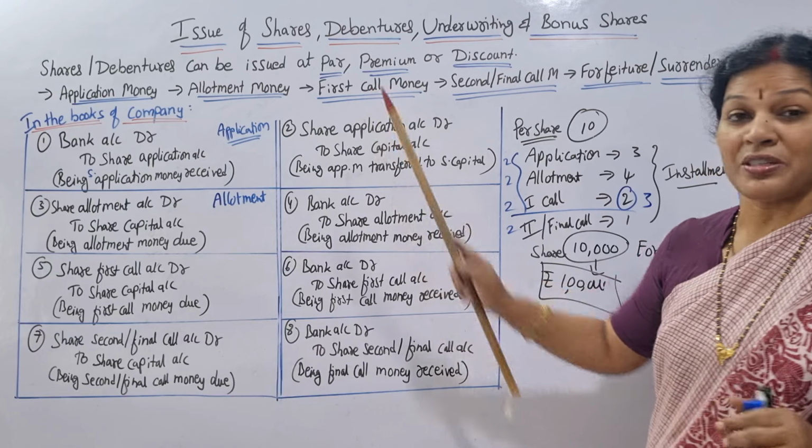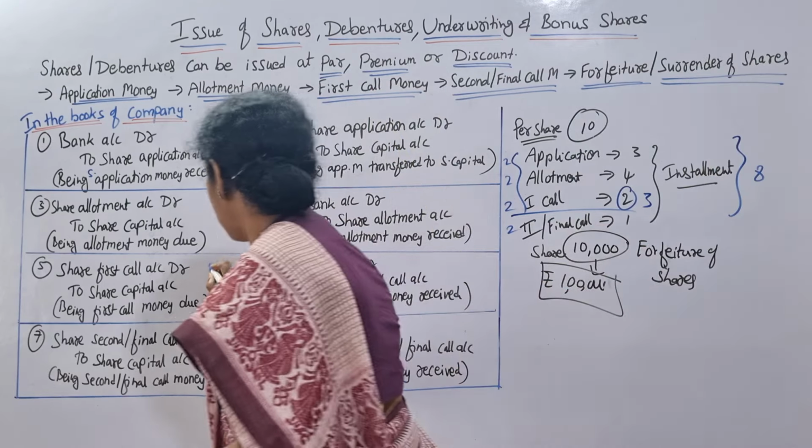Allotment is over. Next, what else? First call. This is the first call.